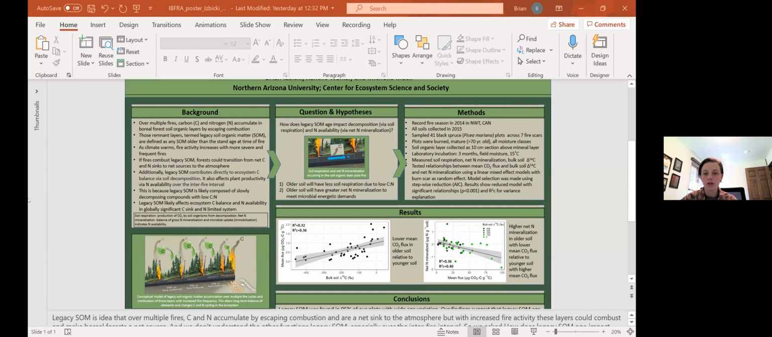And then during your laboratory incubations, did you normalize moisture across all your sites, or across all your samples? We used field moisture, what they were collected at. So okay. No, it wasn't normalized, but cool. Yeah, super interesting.